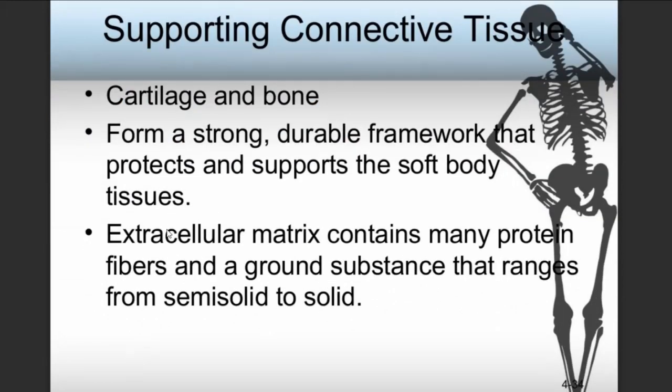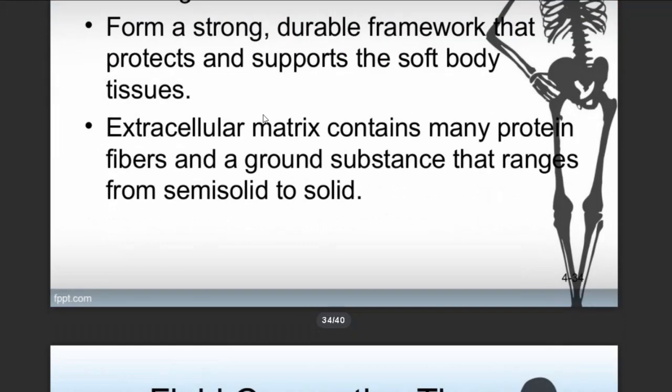Supporting connective tissue. Their examples are cartilage and bones, which form a strong, durable framework that will protect and support the sub-body tissue. Extracellular matrix contains many protein fibers and ranges from semi-solid to solid.